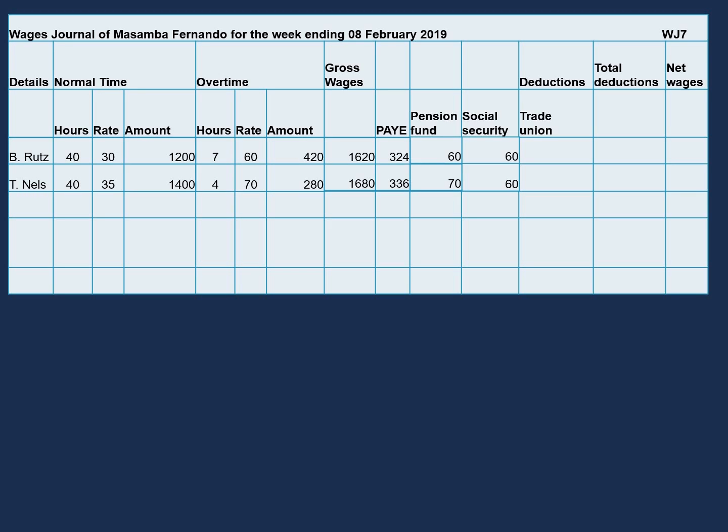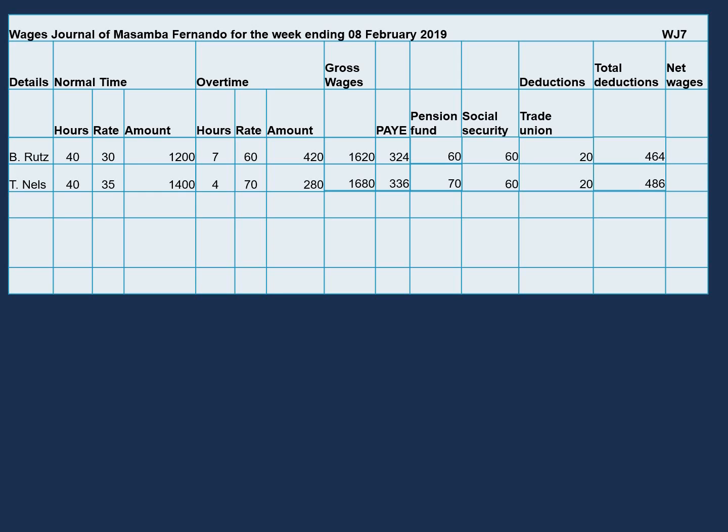There we go. Our last deduction is for our trade union, and this one is also straightforward. Each employee pays $20 per month to the trade union, so we can go ahead and enter those amounts. There we are. Now we need to calculate our total deductions. We do that by adding up all our deductions. So the total deductions for B Roots is 464, and for T Nels it's 486.